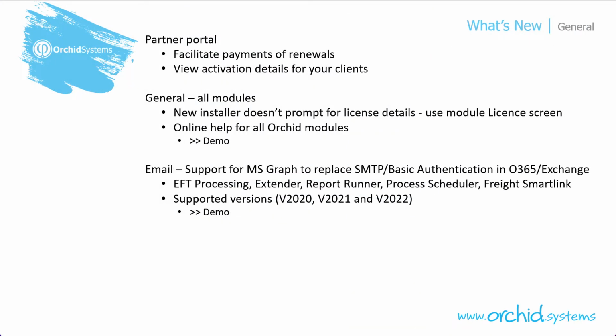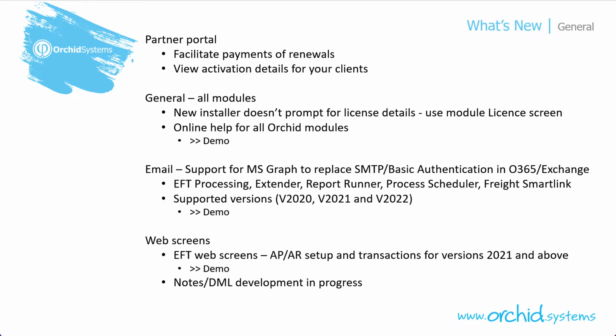And you'll find the same amended configuration options in Extender, Report Runner, Process Scheduler, and Freight SmartLink. If you select MS Graph as opposed to SMTP, you will then fill in the tenant ID, client ID, and client secret.